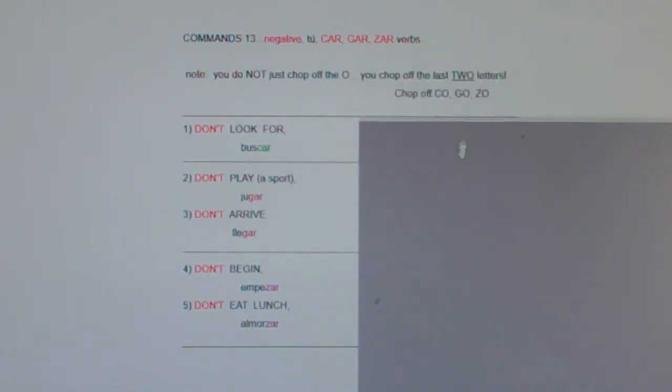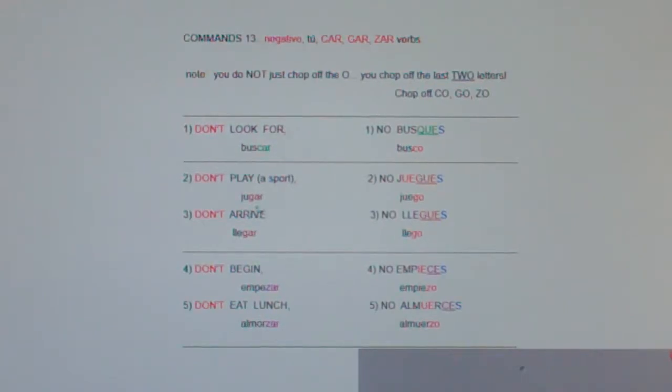All right, so let me uncover the Spanish here. What I'm going to do is say each of these commands in English, then Spanish, and then clap. And after I clap, I'd like you to repeat both the English and the Spanish. Now remember, you're ordering one friend not to do these things.